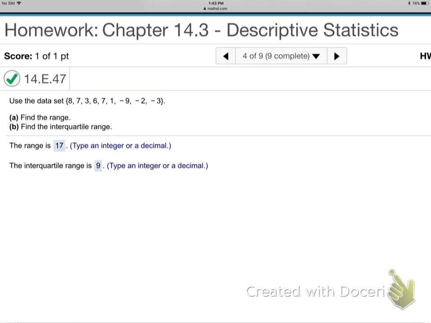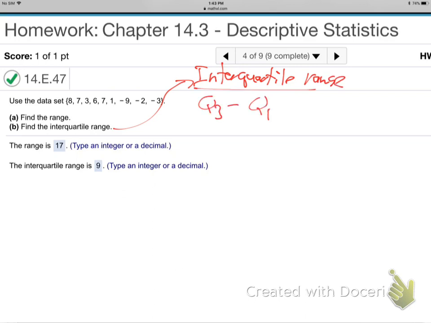All right. Find the interquartile range. Interquartile range is Q3 minus Q1. So Q3 minus Q1. How do we find Q1 or Q3 or either one of those? What's the first thing we do? Put the numbers in order. Remember, you got to have them in order to do Q1 and Q3. So to find Q1, order low to high. So you got to put them in order, low to high.